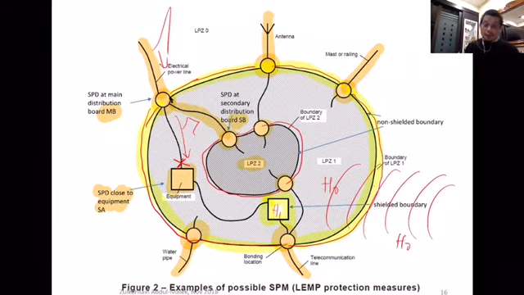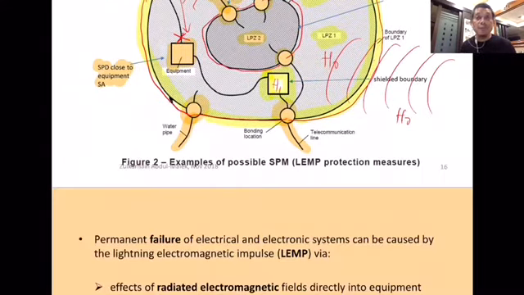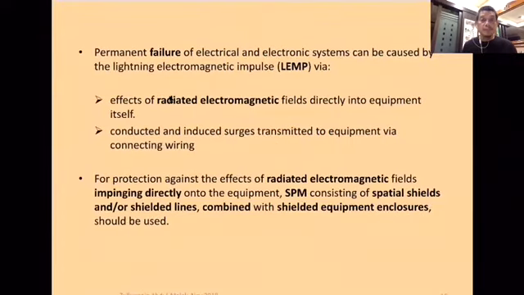Okay, so remember we have LPZ1, outside is LPZ0. We also have LPZ2 there by using SPD. Okay, any questions so far? We have 3 minutes. No questions so far, okay.